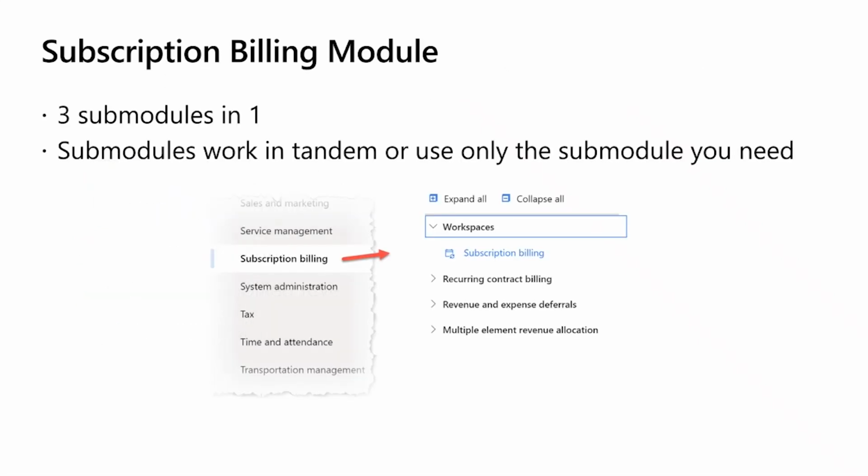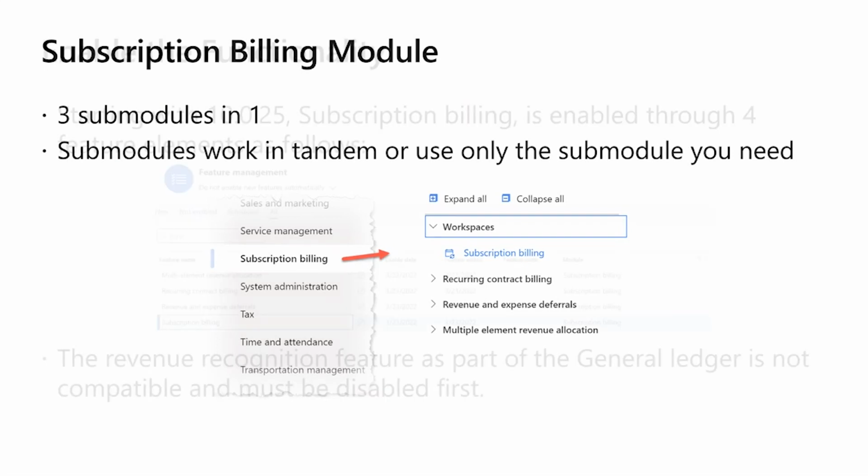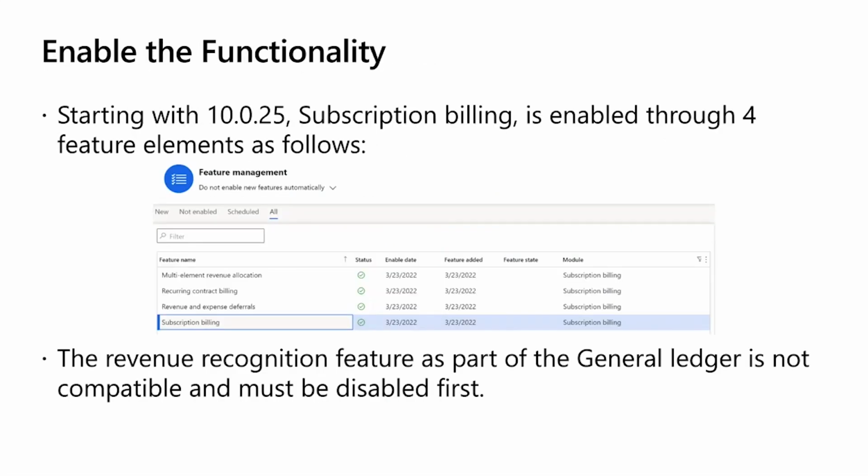Just a quick prerequisite. The subscription billing module itself is 3 modules. Those modules are recurring contract billing, revenue and expense deferrals, and multiple element revenue allocation. These are all controlled in feature management. They shipped in 10.0.25, so if you're on 10.0.25 or later, you can turn these features on.